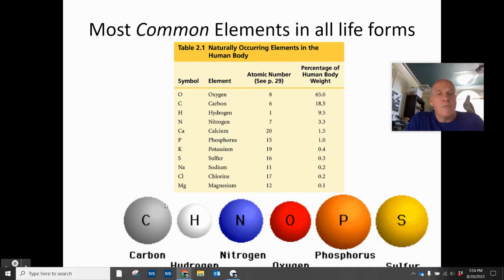This is an easy way to remember the common elements that are going to be found not only in your body, but also in the four classes of biological macromolecules that we will be learning about this week: carbohydrates, lipids, proteins, and nucleic acids. And all four of those groups are made up of different combinations of these six elements: carbon, hydrogen, nitrogen, oxygen, phosphorus, and sulfur, or CHNOPS is an easy way to remember it.